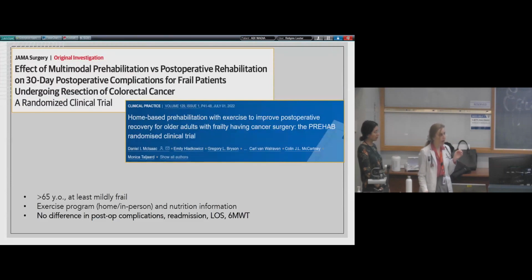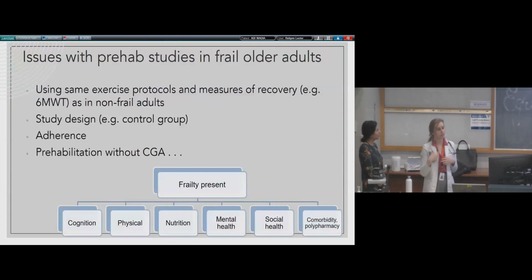Now, all of these patients were at least mildly frail. They were over 65. But really, in both of these randomized controlled trials, there was no difference in post-op complications, readmission rates, length of stay, or the 6-minute walk test. And so why might that be? Because you would think that prehabilitation, if it's working for these non-frail adults, it should work in frail older adults as well. But in our frail older adults, it might not be appropriate to be using the same measures of recovery. So for example, 20 to 25 meters is a lot for a lot of our frail population.